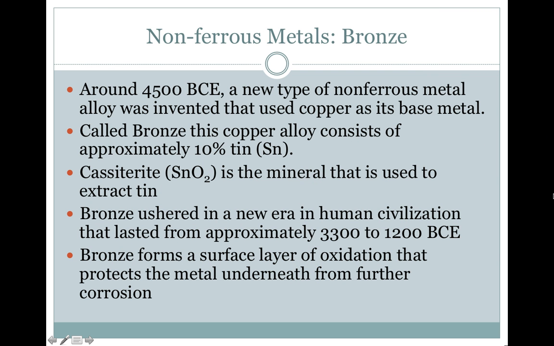Non-ferrous metals, bronze. Around 4500 BCE, a new type of non-ferrous metal alloy was invented that used copper as its base metal. Called bronze, this copper alloy consists of approximately 10% tin. Cassiterite is the mineral that is used to extract tin. Bronze ushered in a new era of human civilization that lasted from approximately 3300 to 1200 BCE. Bronze forms a surface layer of oxidation that protects the metal underneath from further corrosion.